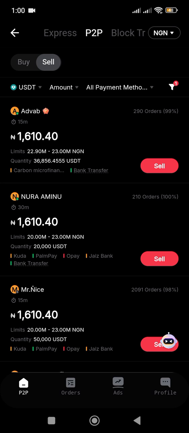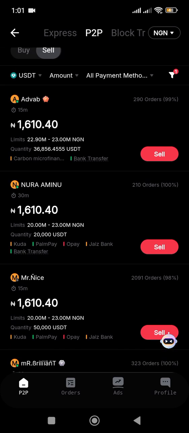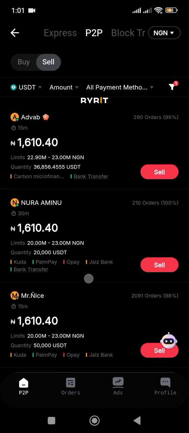So this is your P2P platform. If you want to buy USDT, this is where you buy it. You can also buy from people outside the exchange. Yes, maybe you want to fund your exchange account. You can buy the USDT from the exchange here, or you can buy from people outside the exchange. They will send it to your exchange address. Do you understand? So that is it.